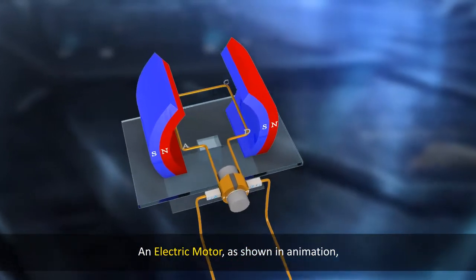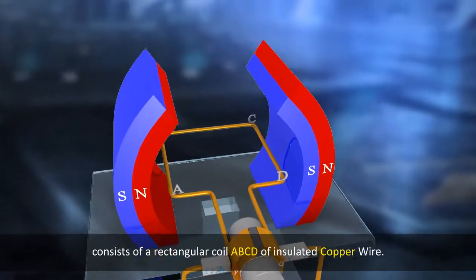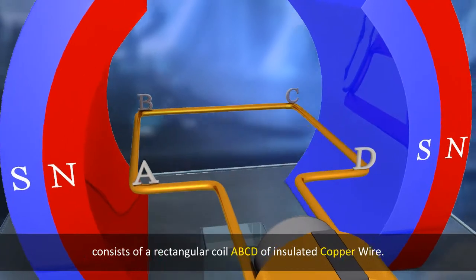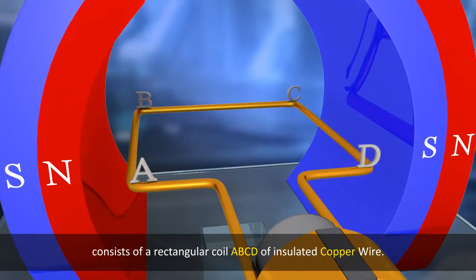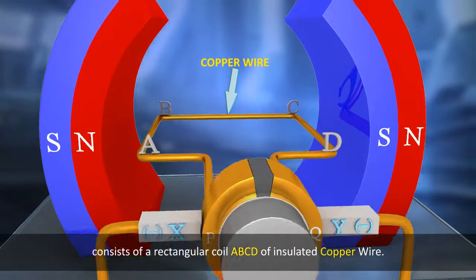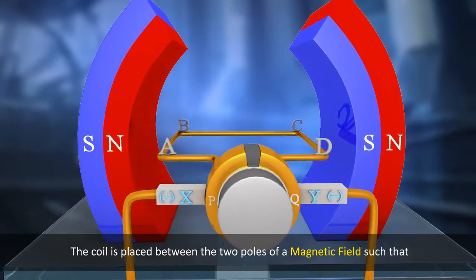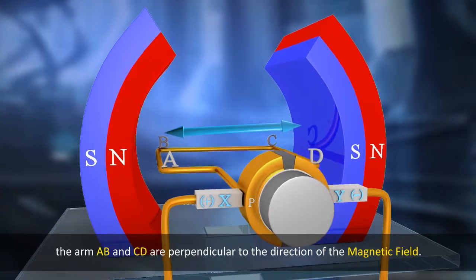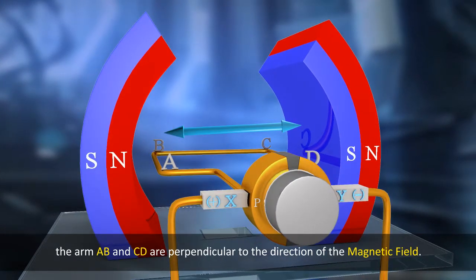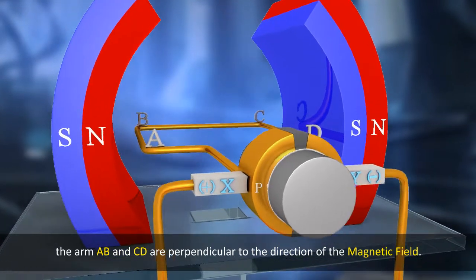An electric motor, as shown in the animation, consists of a rectangular coil ABCD of insulated copper wire. The coil is placed between the two poles of a magnetic field such that the arms AB and CD are perpendicular to the direction of the magnetic field.